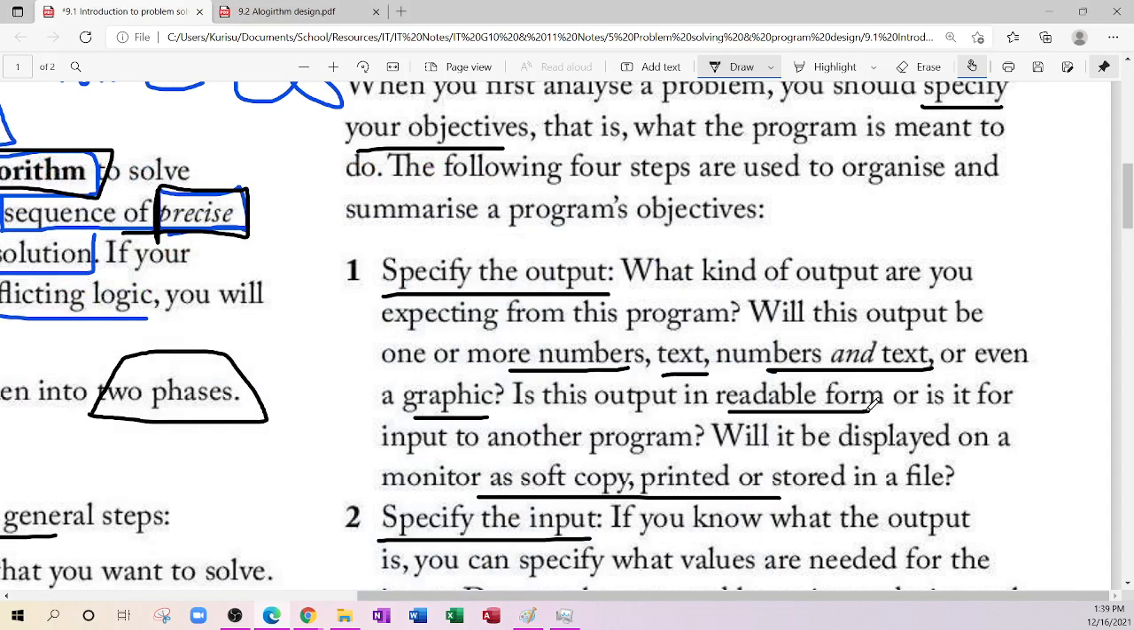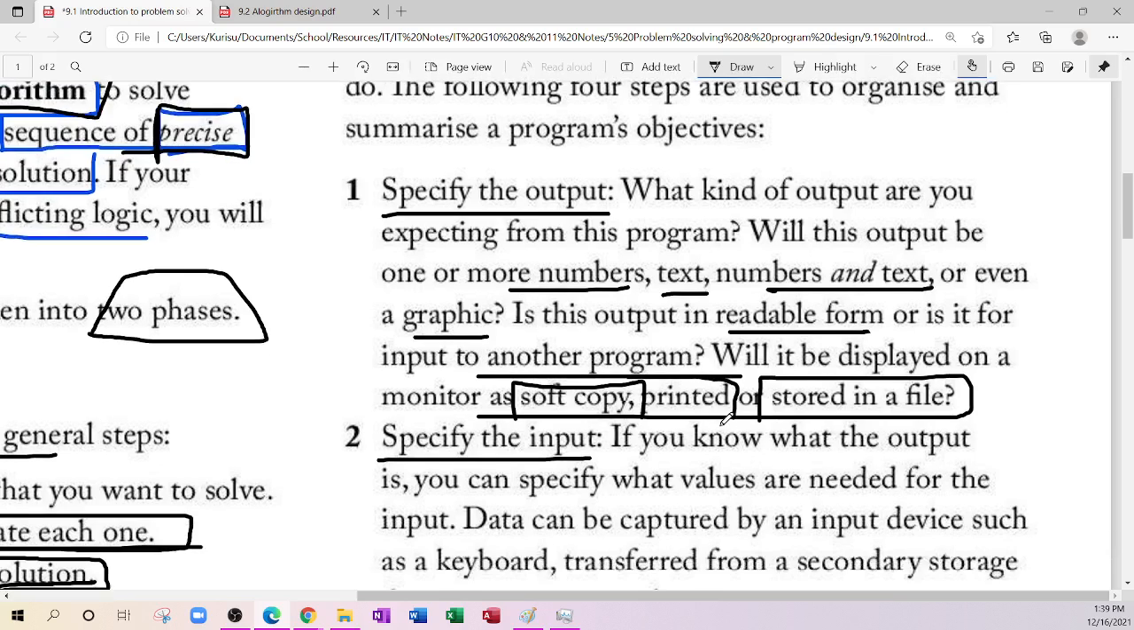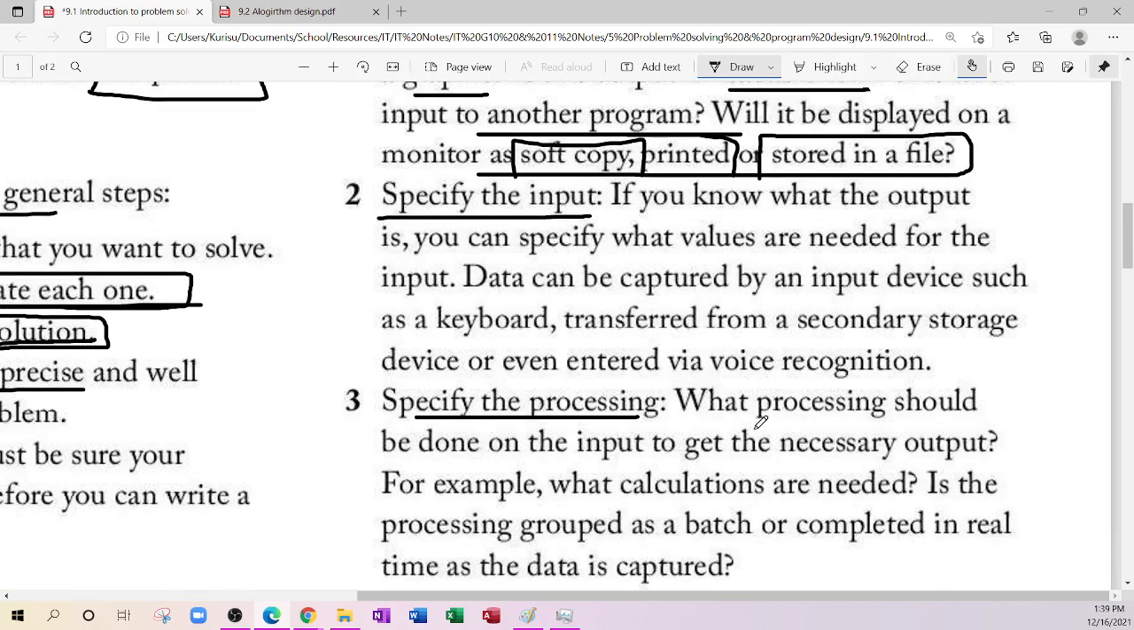The output, should it be in readable form or should it be going to another program? Should it be soft copy output? Should it be printed output? Should I store the output in a file? Those are all different methods of output to determine how you're going to output the results.